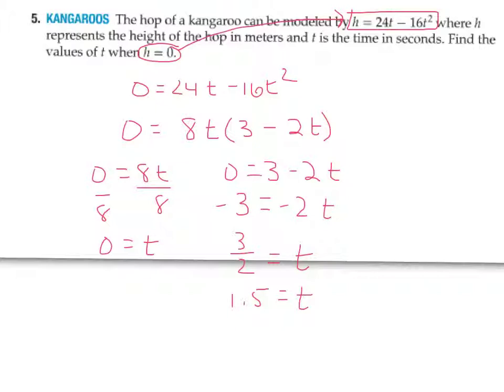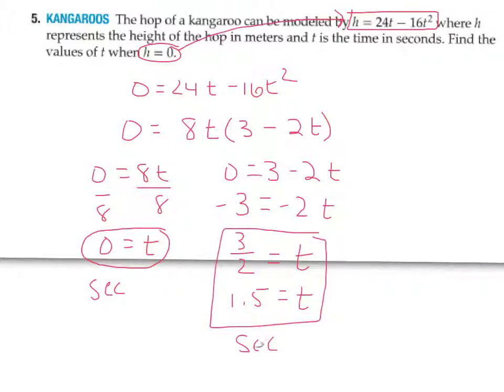So my answer is going to be, at 0 seconds, realize we're talking about seconds here, we're on the ground, and then at either 3 halves or 1.5 seconds, he then returns back to the ground. Okay, so if you're thinking about this, he's starting here at 0, he's going 1, 2, he's going to hop up and then return back to the ground at 1.5. So he's actually at the ground twice, where he starts and then where he finishes. All right, and that concludes the notes for 8.5 zero product property.